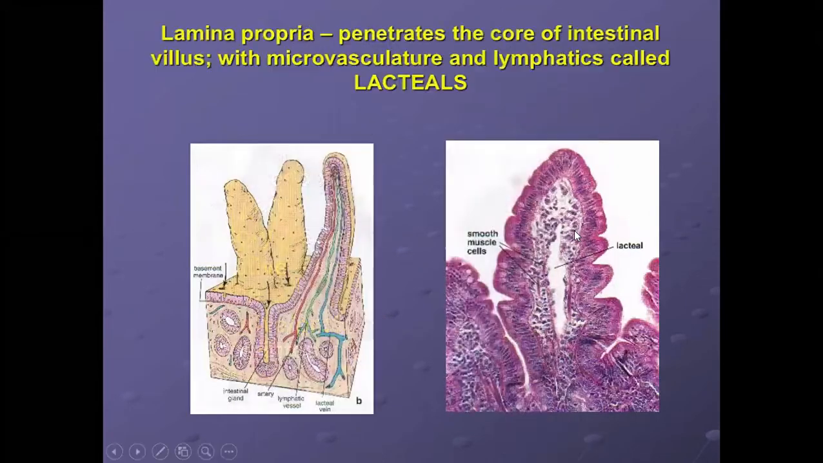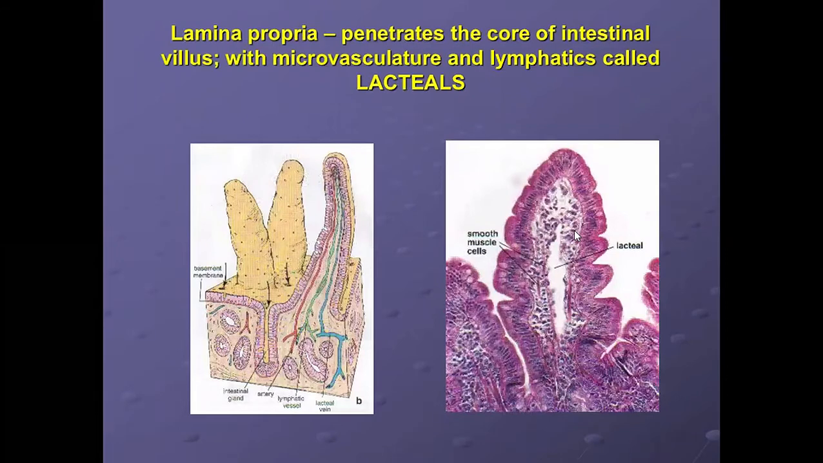Okay, so the lamina propria penetrates the core of the intestinal villus. From here, the lamina propria, from here up to this one here. Okay, this one here up to this one. It penetrates the intestinal villus with microvasculature and lymphatics called the lacteals. These are your microvasculature, wherein you find lacteals, okay? You find the lymphatics called lacteals.